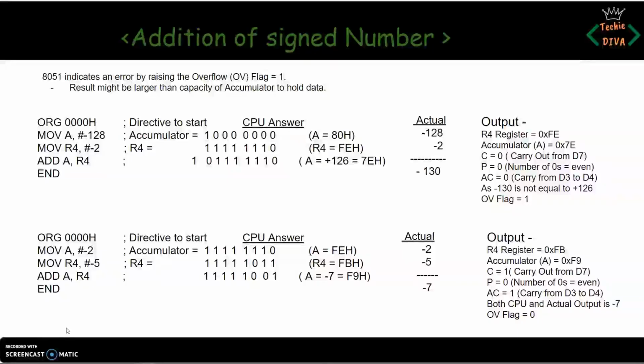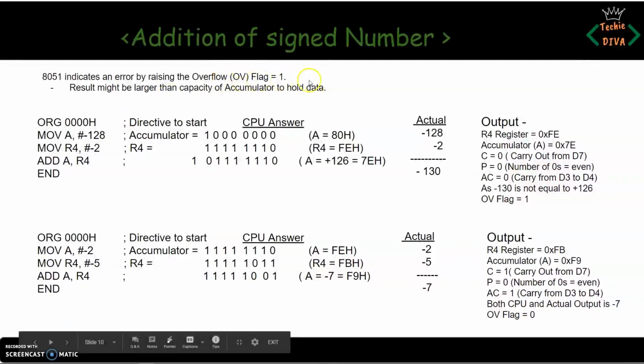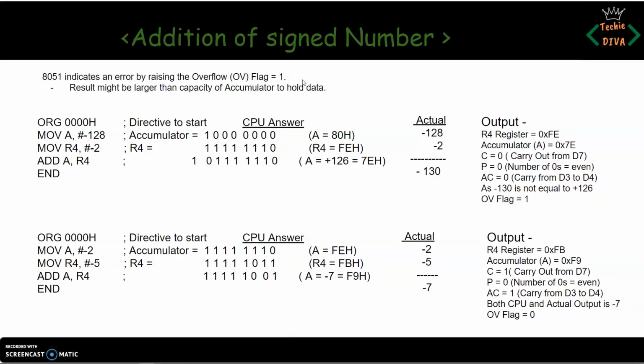For signed numbers, 8051 indicates an error by raising the overflow flag to 1. So when we add two signed numbers, it is possible that the result might be larger than the capacity of the accumulator to hold data. So maybe it could be more than 8 bits. So it is not possible for the accumulator to hold the data properly.